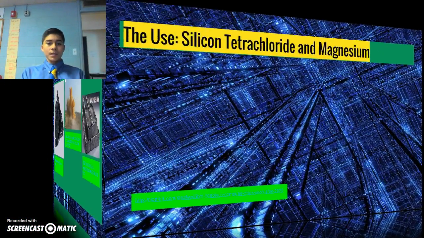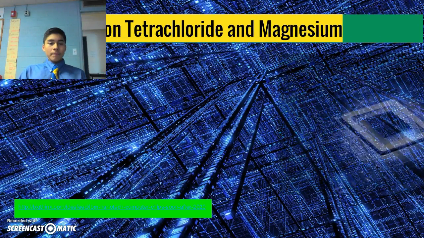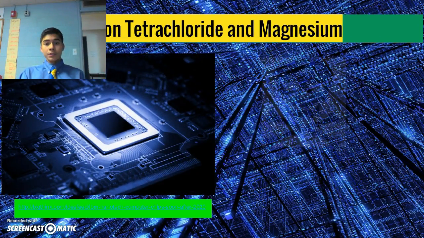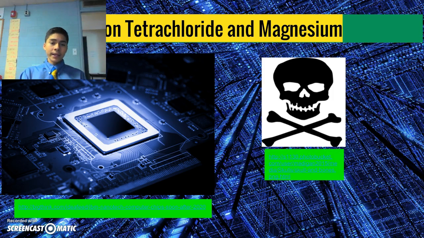So now we're going to move on to the use. Why do we use silicon tetrachloride and magnesium? Well, silicon tetrachloride, in case you didn't know, is silicon and chlorine mixed together. So silicon tetrachloride is what you use to purify the silicon, because they use purified silicon in computer chips.